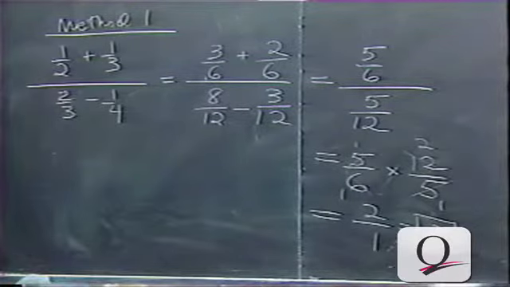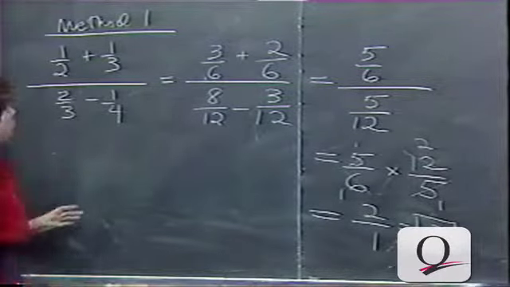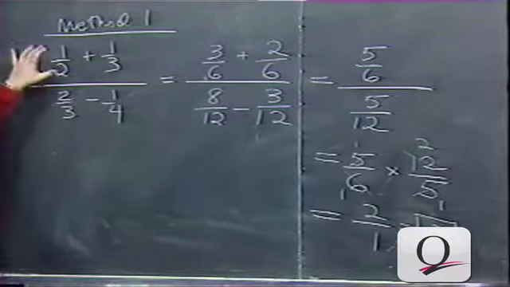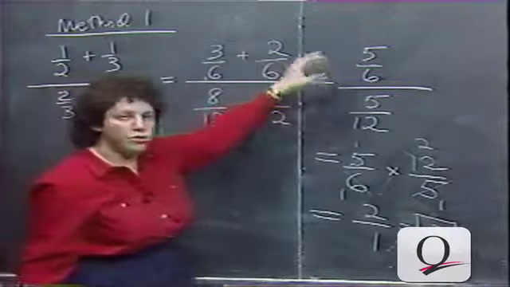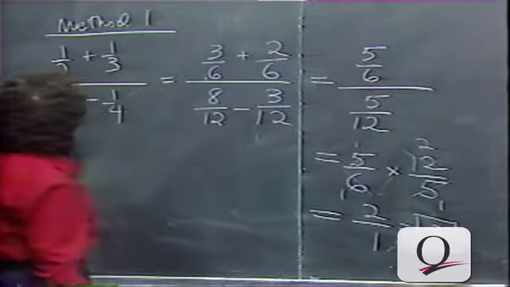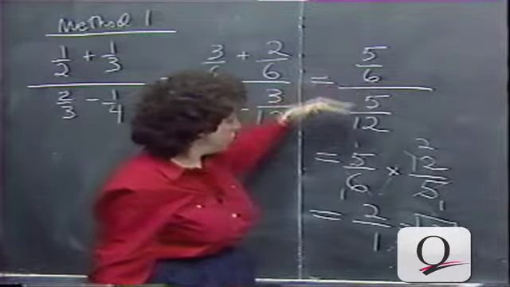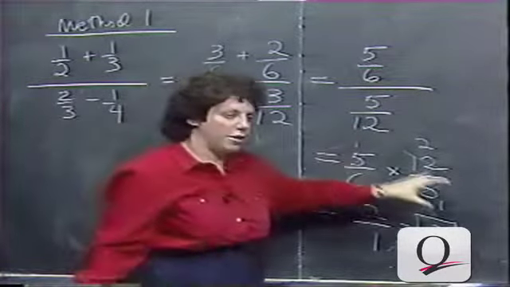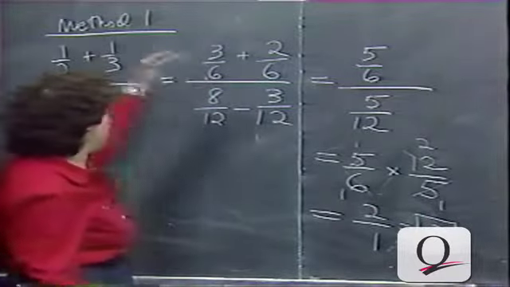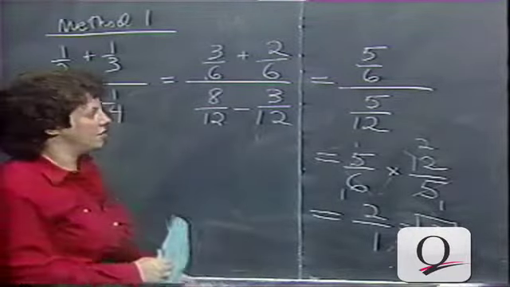So this is method 1. Method 1 is to handle the numerator problem separately until you get an answer, handle the denominator problem separately, and then perform the division by inverting and multiplying. So we're really doing addition, subtraction, multiplication, and division all in the same problem.